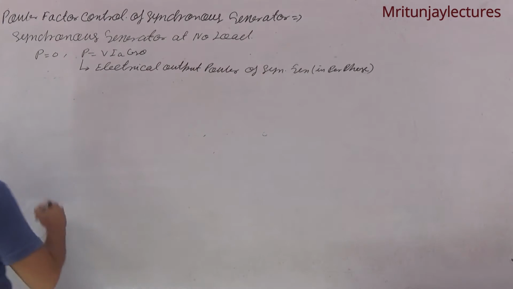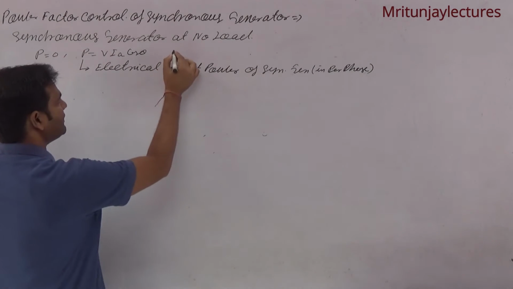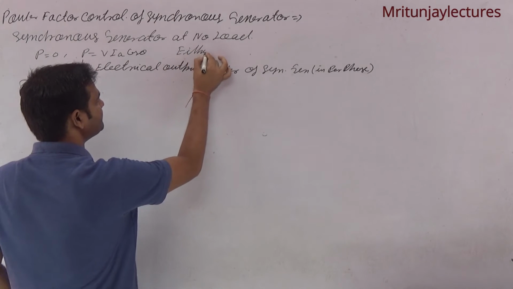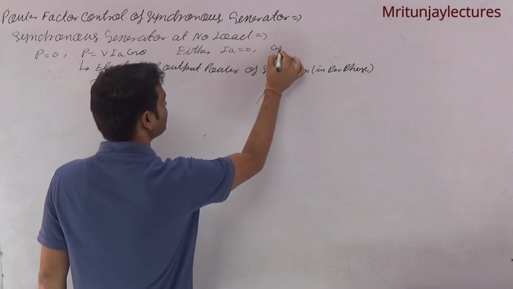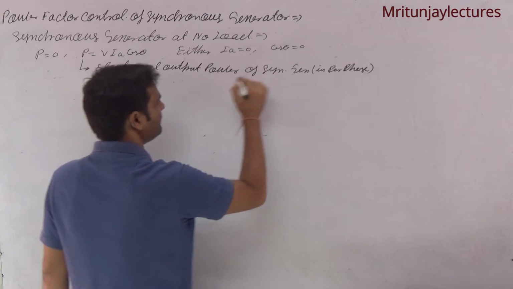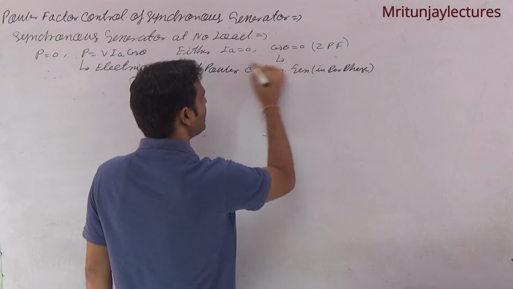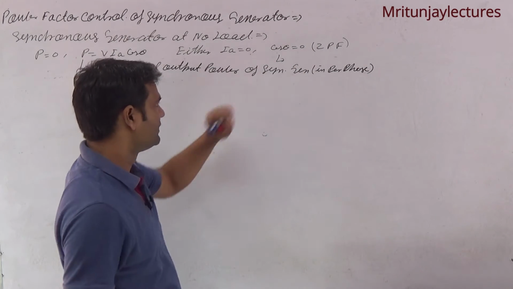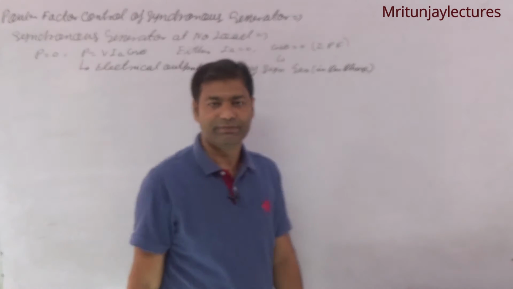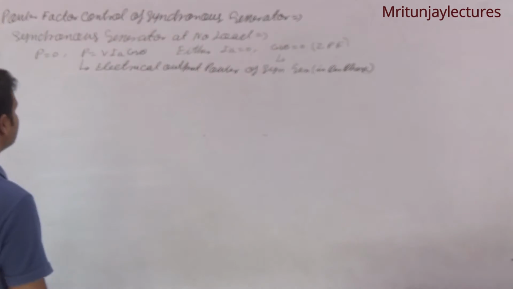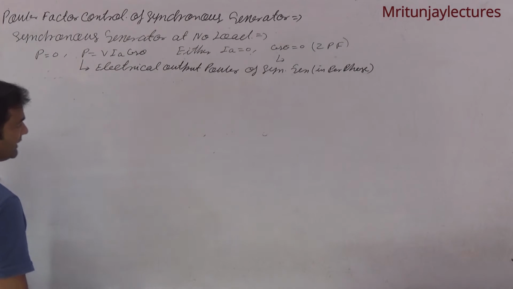Okay, now P this be equal to 0 means either I A is 0 or cos theta this be equal to 0, but we are interested in cos theta, that is ZPF. If cos theta this be equal to 0, it means ZPF, zero power factor. Now first one, under excitation. We have discussed under excitation condition and over excitation.